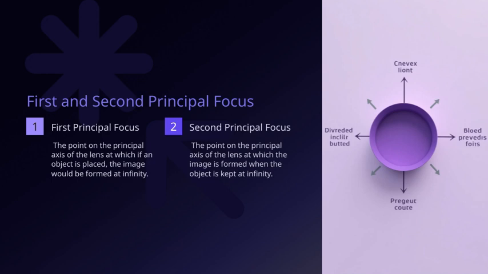Both these points, the first and second principal focuses, are crucial because they help us understand how lenses form images depending on where the object is placed. They are essentially the two key points that define the behavior of converging and diverging rays in lens optics. Recognizing these points helps us predict how images will form and where they'll appear relative to the lens.